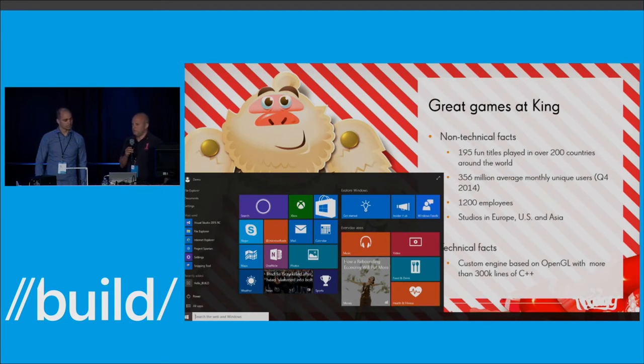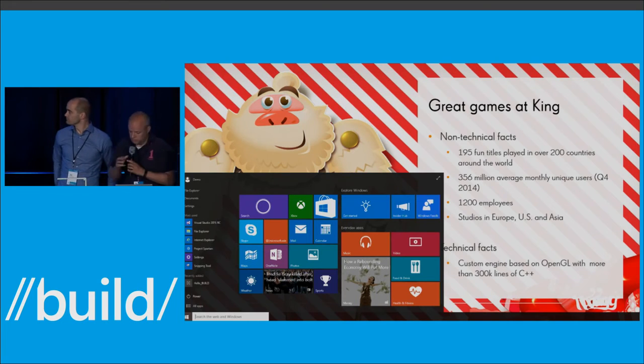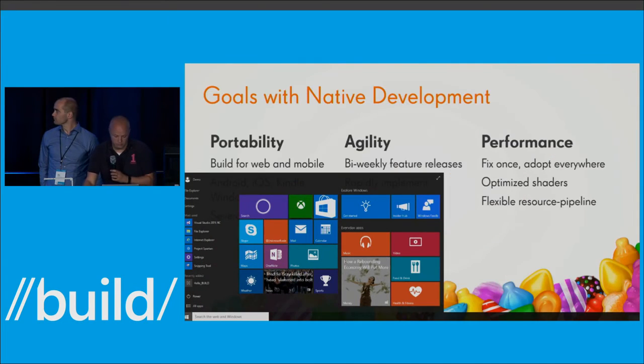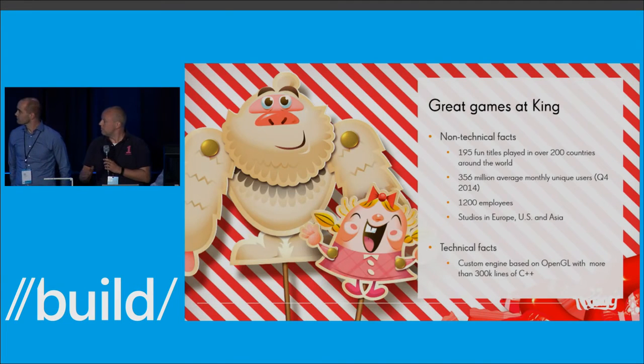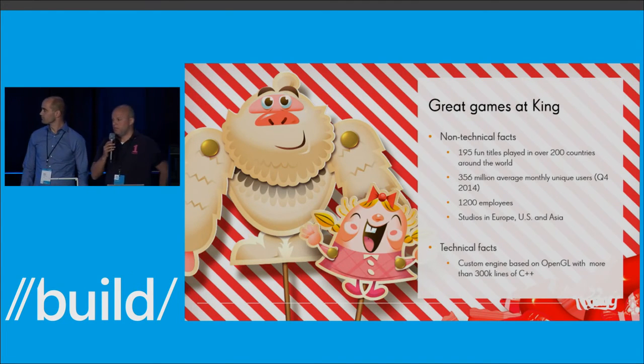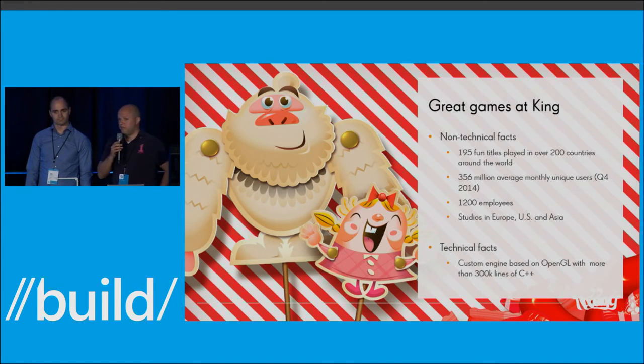So King is a company all about creating fun games. They have a lot of games, and a fair amount of users as well, around 356 million engaging customers, which is a great number. It's a highly diverse company with around 1,200 employees, situated all over the world. They have offices in Europe, US, and Asia, and we are based in Stockholm in Sweden.